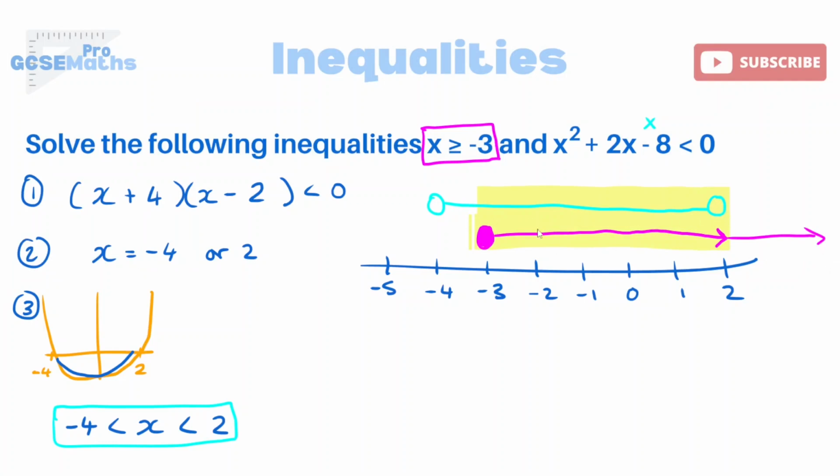So do you see how the yellow bit is where they both overlap? So my actual final answer, which I'll write here, has to be: the smallest it is is -3, isn't it? Which is also equal to, okay? Because it could be equal to for the blue one as well. And x, and then up to 2, but not equal to 2. This is my final answer.